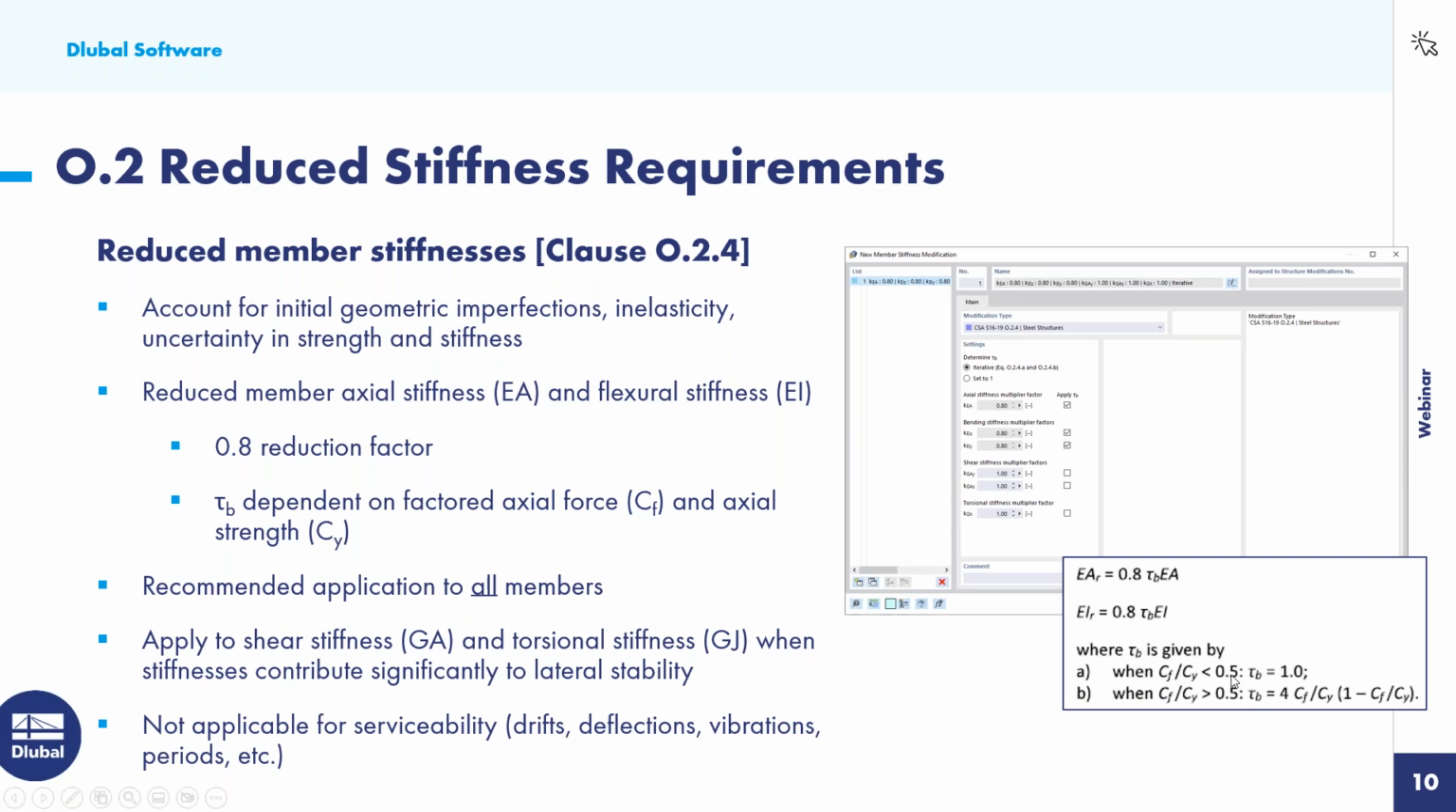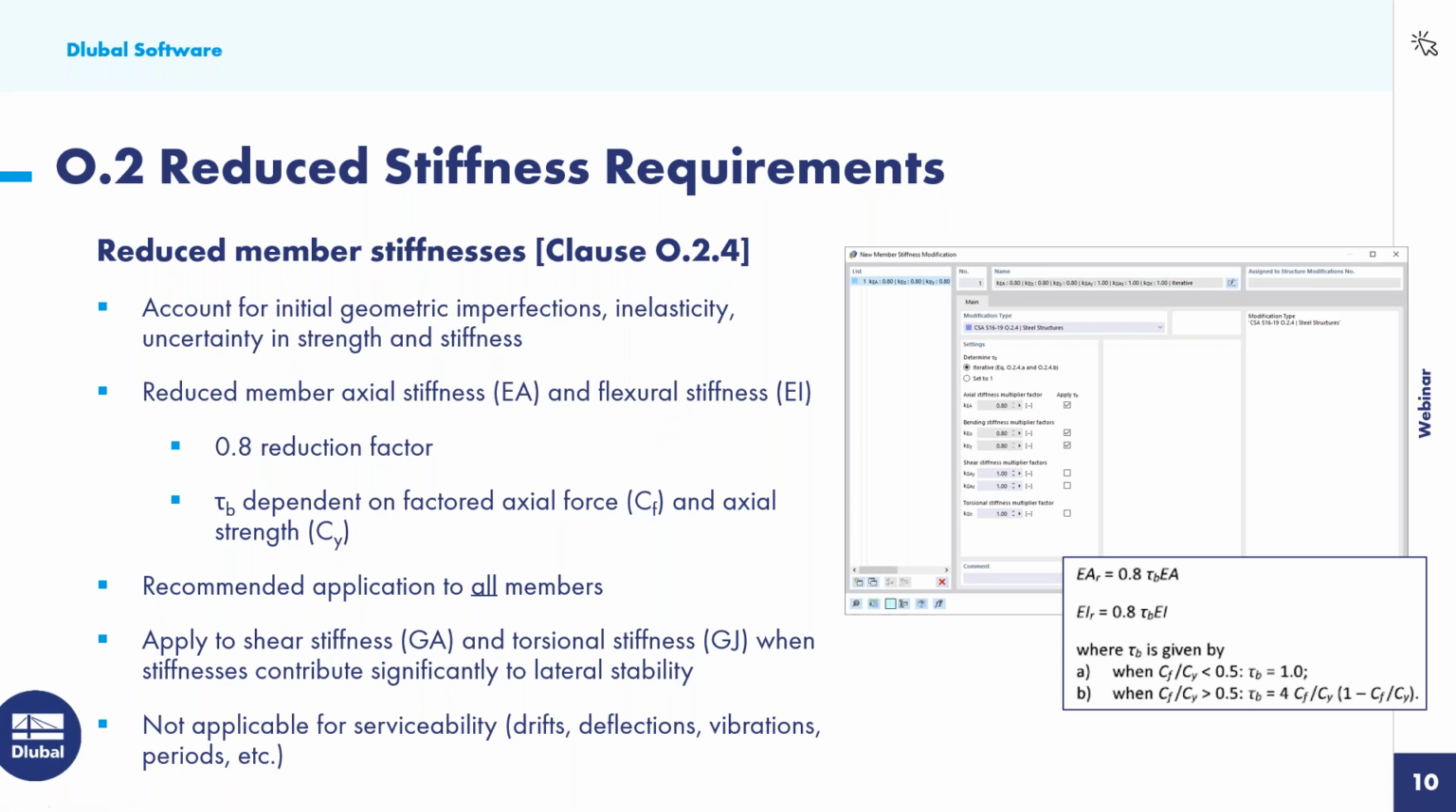So any ratio less than 0.5, tau sub b will be equal to 1.0. When this ratio is greater than 0.5, then we need to use this iterative calculation here to determine what that reduction factor should be for tau sub b. We will find here a lot of similarities to the AISC, Chapter C, the direct analysis method. One big difference, though, that you'll notice is that in the AISC, tau sub b is only applied to the flexural stiffness. The CSA, on the other hand, applies tau sub b to both the axial stiffness and the flexural stiffness. So that's one difference we'll find between those two standards.